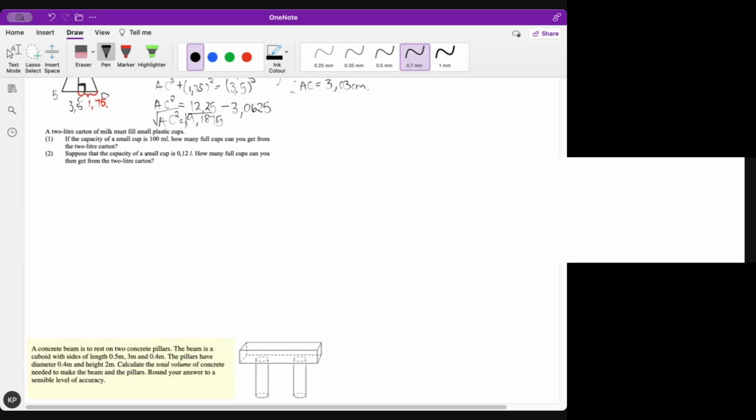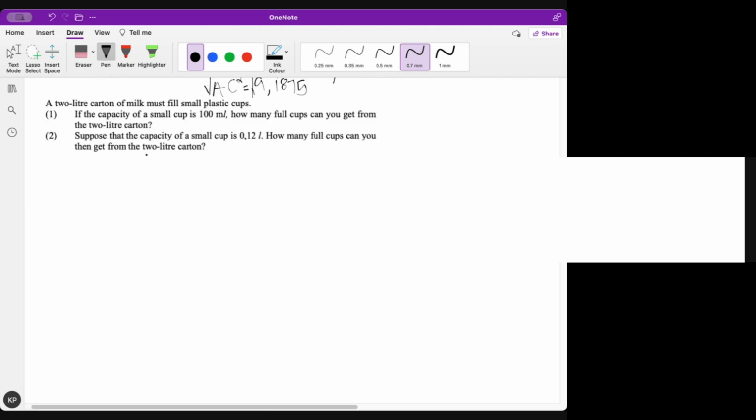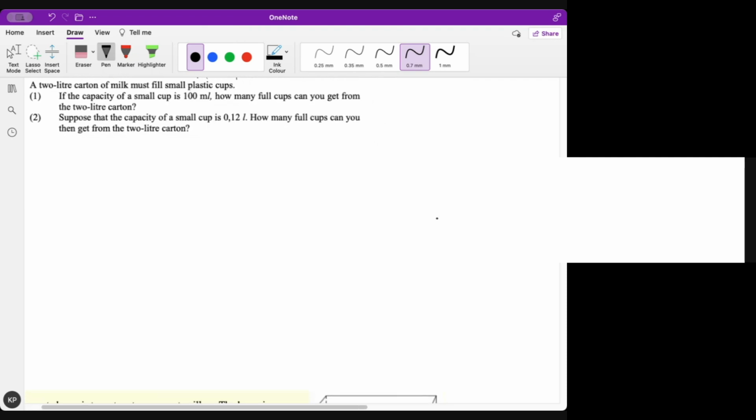Let's do another interesting example, guys. Oh, would you look at that? A 2-liter carton of milk must fill small plastic cups. It always tastes horrible, actually. I just take a deep breath and down it. That's how I go through it.